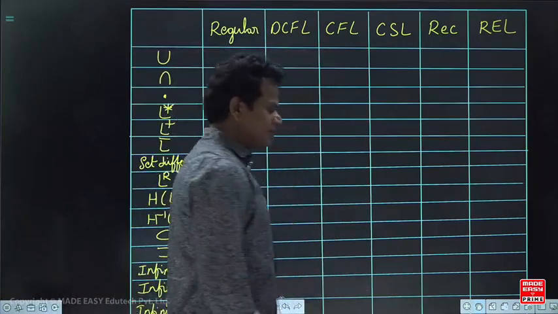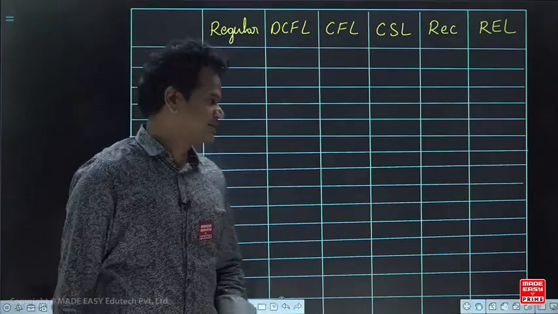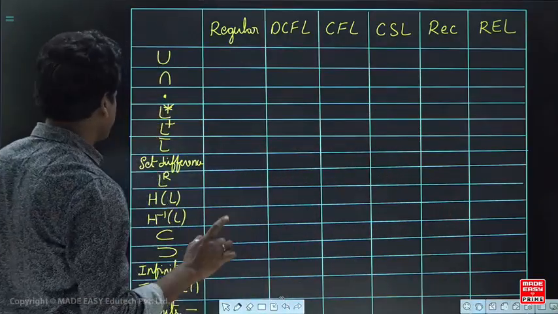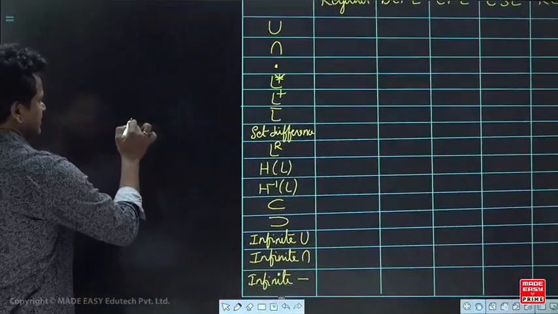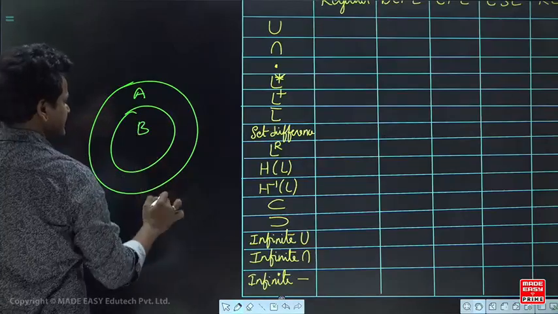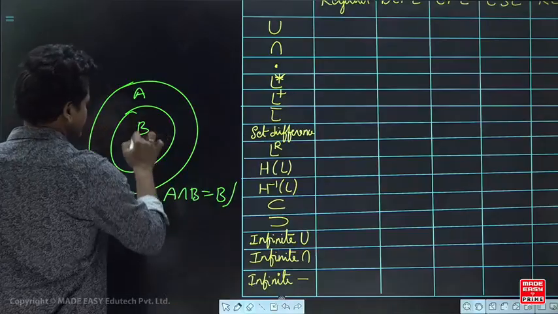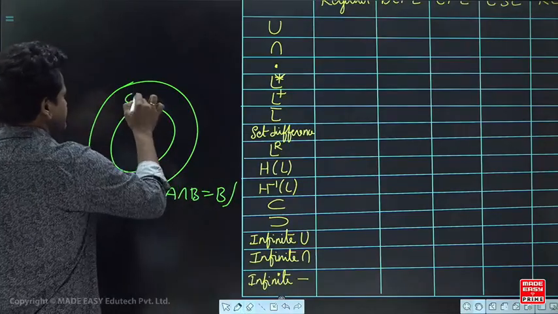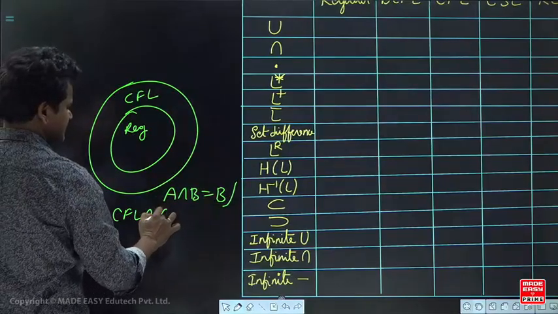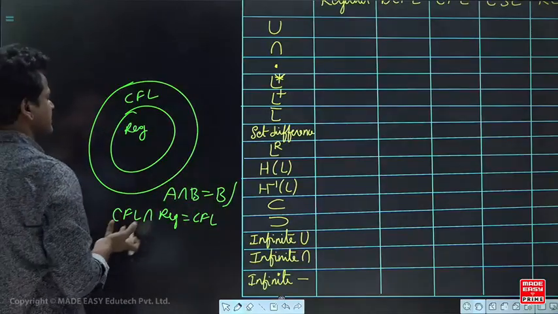Saurya Bhatnagar, how can you say that? See, how can you take RE is superset of REC? Don't go for Venn diagram. Suppose in school level, this is A, this is B, A intersection B is B only, 100% perfect. But here, if this is CFL and this is regular, then CFL intersection regular is CFL only. It is not regular. Sometimes maybe, but not regular.